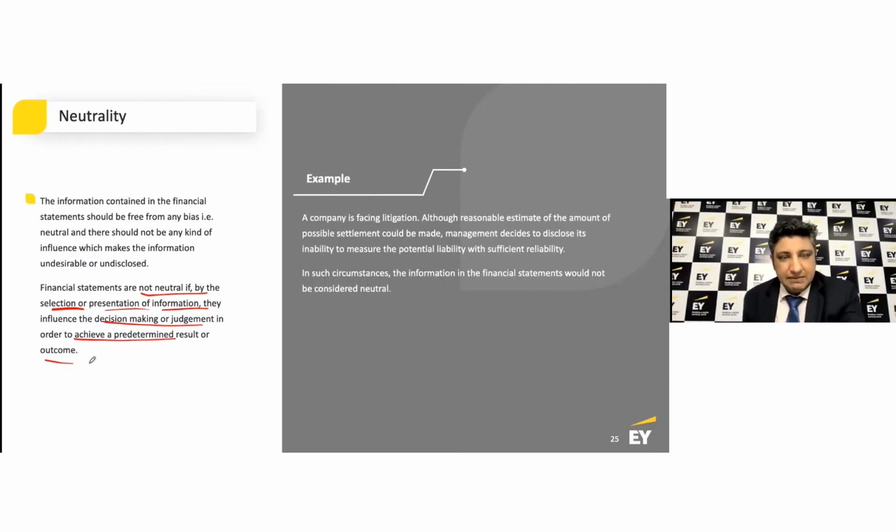A very simple example: a company is facing litigation, and although a reasonable estimate of the amount of possible settlement could be made, the management decides to disclose its inability to measure the potential liability. Now, subjectivity comes in. You cannot be allowed to just take it like that, right? It's important that you disclose it appropriately. Otherwise, the neutrality objective is gone. Practically, it's not getting met there.